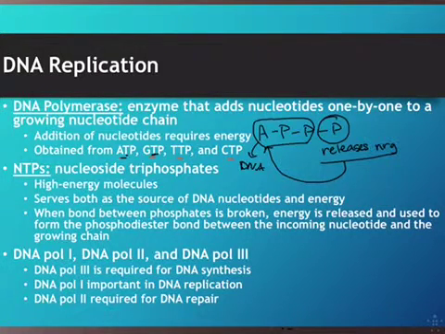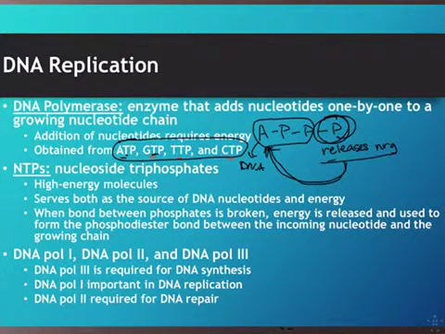You might see the abbreviation NTPs. NTPs are nucleoside triphosphates, which are simply these 4 guys up here. It is the generic term that doesn't distinguish whether it's adenine, guanine, thymine, or cytosine that's attached. It's just saying that it's one of those nucleotides with 3 phosphates. They're high energy molecules, and they serve as the source of the DNA nucleotide and the energy. Like I said, the energy releases when that breaks off, but then it's instantly used to attach the nucleotide to the growing DNA strand.